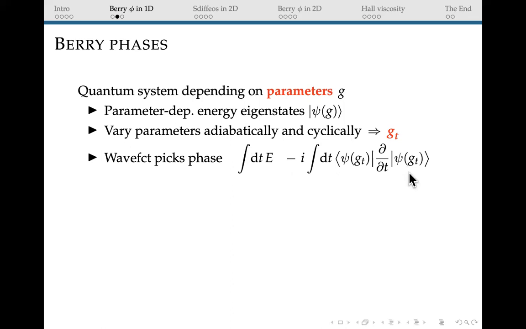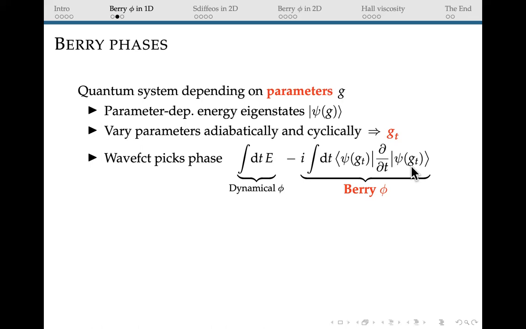As you can see, this is the sum of two terms. The first is an integral of energy known as the dynamical phase, and the second is the term we're interested in, that's the Berry phase. In particular, notice that the Berry phase explicitly stems from the parameter dependence of energy eigenstates.